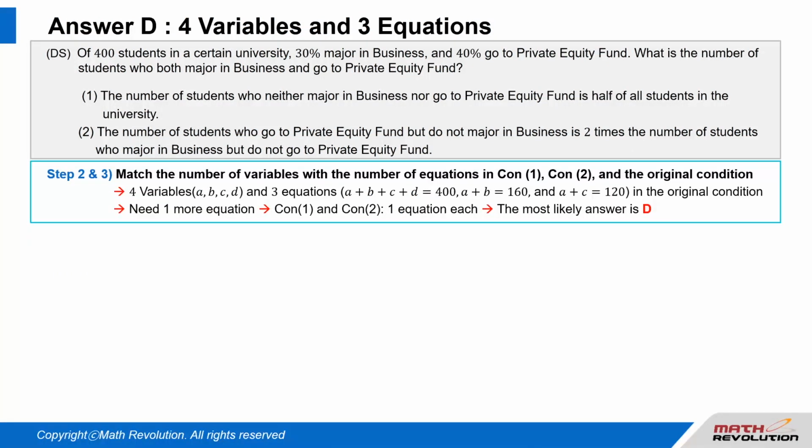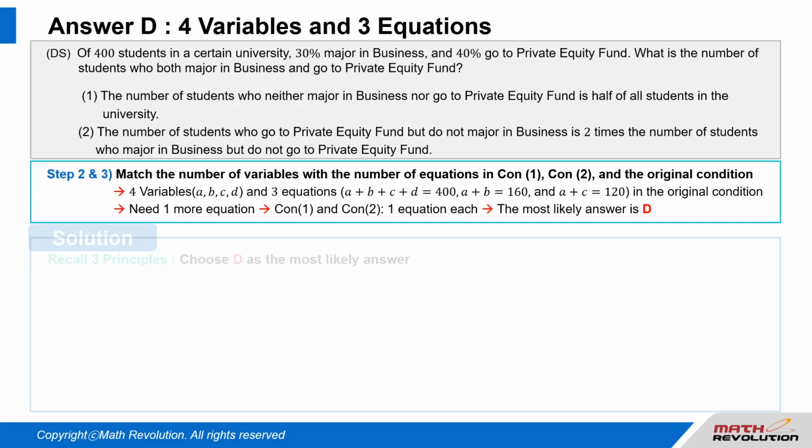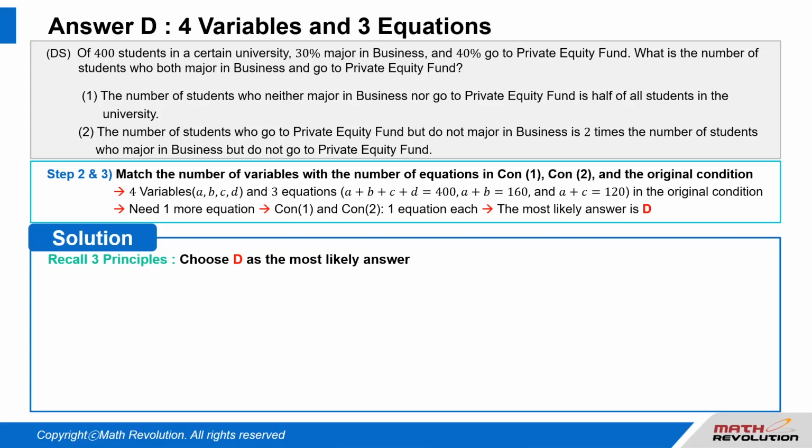Follow the second and third steps. From the original condition, we have 4 variables, A, B, C, and D, and 3 equations. A plus B plus C plus D equals 400. A plus B equals 160. And A plus C equals 120. To match the number of variables with the number of equations, we need 1 more equation. Since conditions 1 and 2 will provide 1 equation each, D would most likely be the answer. Recall 3 principles and choose D as the most likely answer.